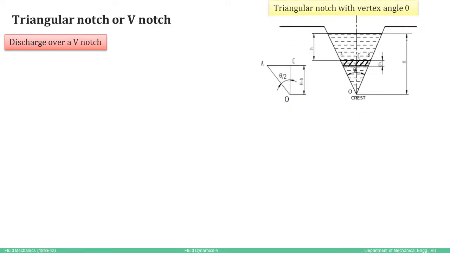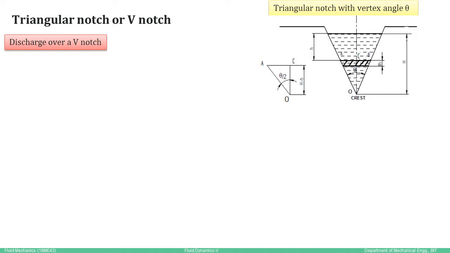Discharge over a triangular notch or V notch. In this sketch, we should be able to make out the total height of liquid above the crest point is capital H, and there is this angle called the vertex angle or notch angle, theta. Total angle is theta, so half of that will be theta by 2, as shown in the sketch on the left hand side, triangle ACO, because an elemental strip is considered of thickness dh from a depth of h from the free surface.